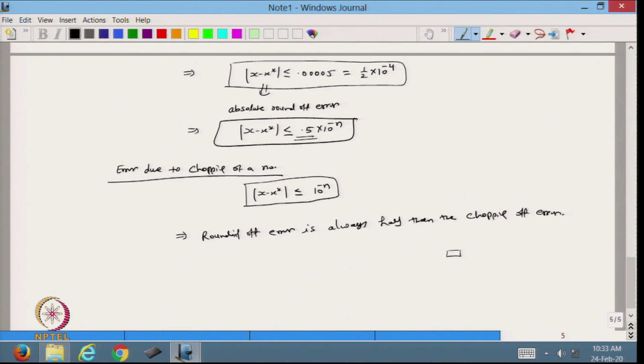So, this is all about the errors due to rounding off and chopping off, and in the next lecture we will discuss further the errors in the computer.